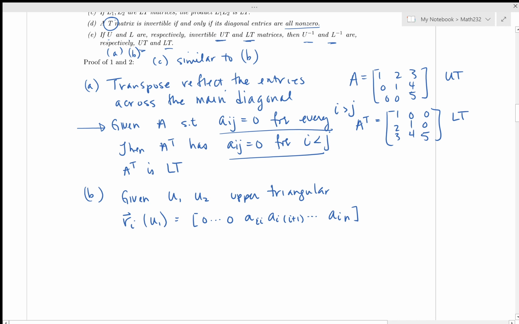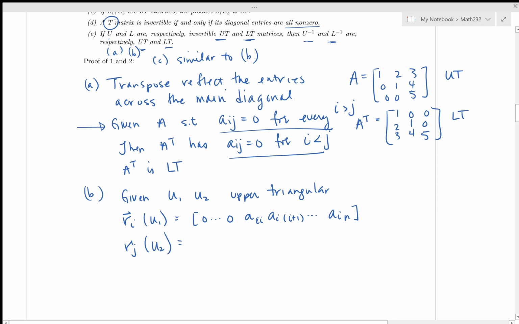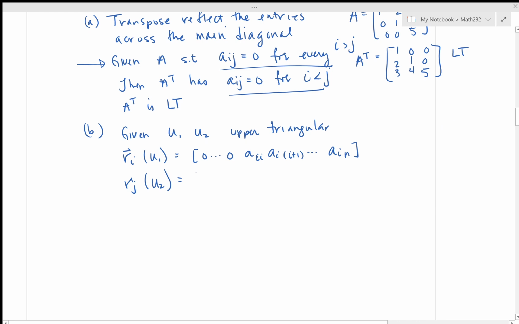Okay, and then let's take a look at the jth column of U2. It's also upper triangular, and that means that the jth column will look like this. It will have some numbers in there, B sub 1j, B sub 2j, etc., all the way down to B sub j-1,j, and then it'll be B sub jj, and then after that there'll be a host of zeros, depending on which column we're in.